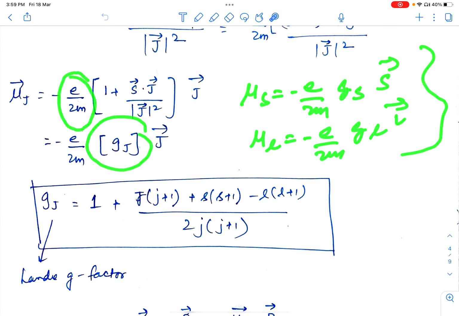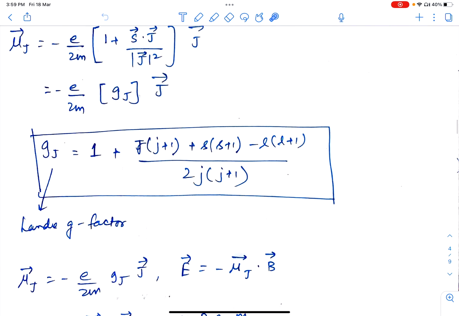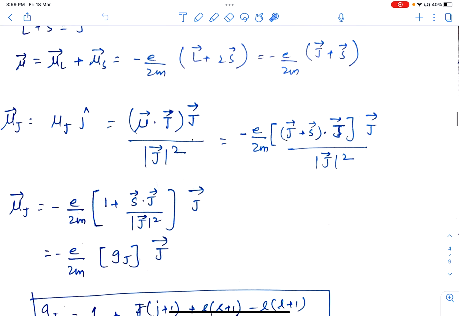Now we have the form that it is becoming the same form, E/2m, what is this, GJ. Now we have to calculate GJ. So GJ is equal to 1 plus S dot J over J squared, which is J(J plus 1) plus S(S plus 1) minus L(L plus 1) divided by 2J(J plus 1). How will it come? It will come from this.